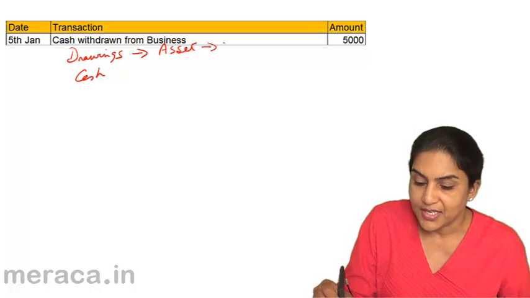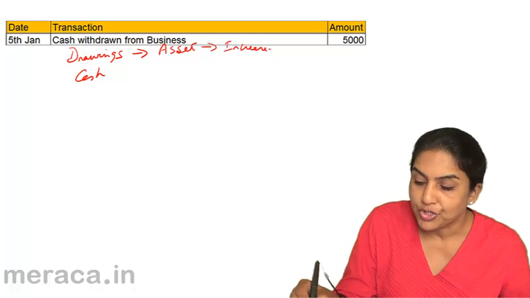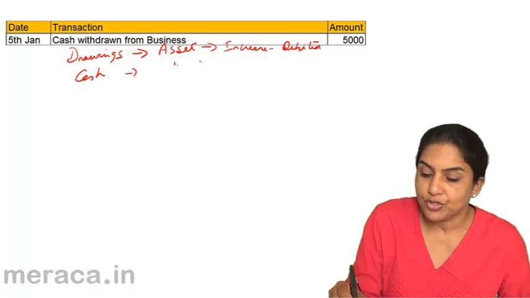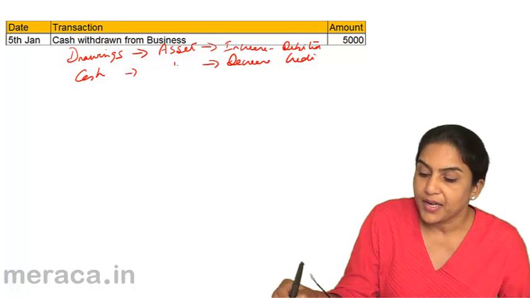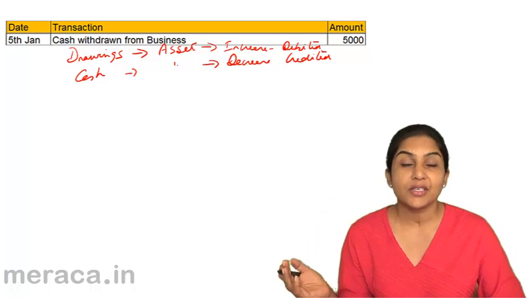Drawings is an asset. Let us say if it's an asset, there is an increase and therefore it should be debited. Cash is also an asset, but there is a decrease and therefore it should be credited. Remember, capital is always credited and drawings is debited.